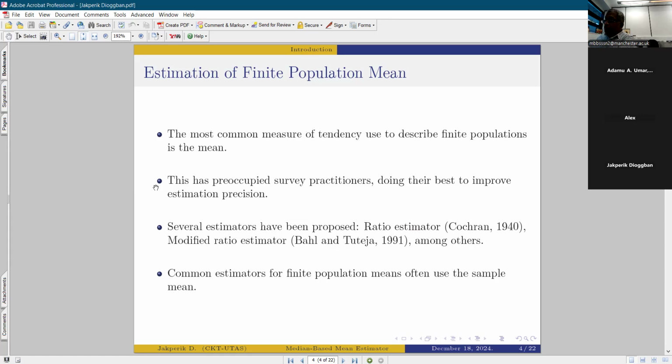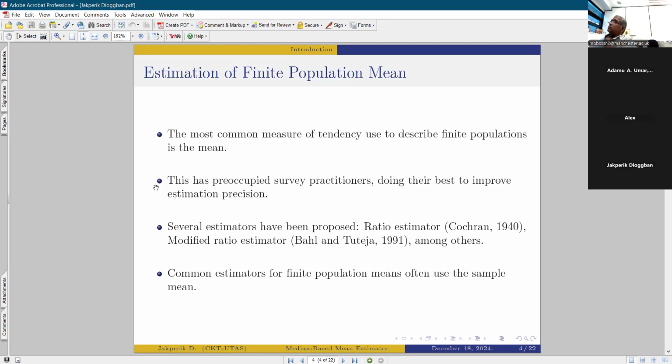So therefore, this has always been a major concern to survey practitioners in improving the precision of mean estimates. And that led to proposals of many estimators for improving same. Far back as 1940, Cochran proposed the ratio estimator, which is just the ratio of the population mean to that of the sample mean of the auxiliary variable, multiplied by the sample mean of the study variable.